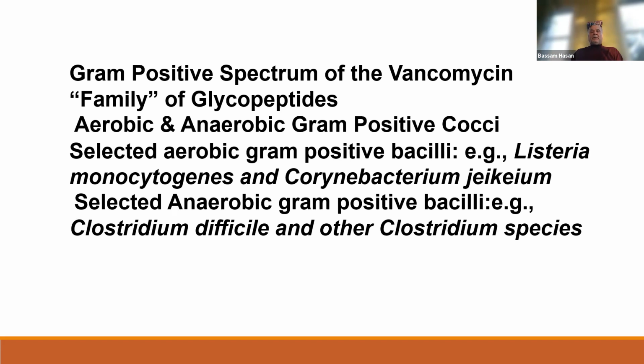You know, the spectrum of vancomycin is limited to gram-positive cocci, of course, aerobic gram-positive bacilli, Listeria monocytogenes, although we don't use it much because we have other alternatives. Corynebacterium jeikeium. Where do you see this microorganism usually? In immune-compromised patients with central lines, selected anaerobic, especially Clostridium difficile. Vancomycin covers most of the Clostridia species.